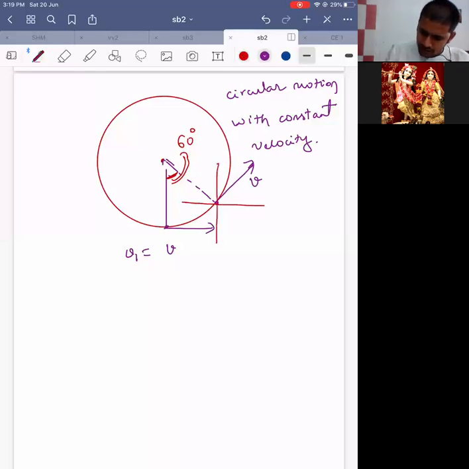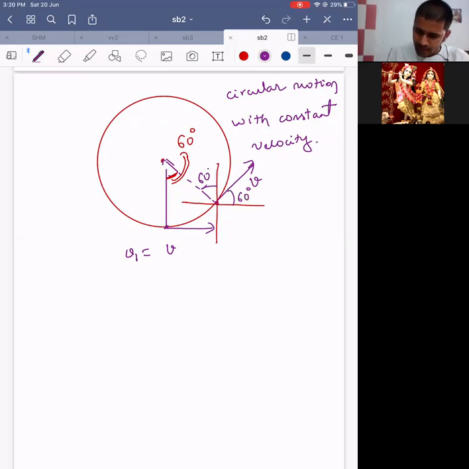Here it will be 30 degrees, here it will be 60 degrees, and here it will be 60 degrees. Have you all understood? Shall I explain again? Here it will be 60 degrees, and at the other end it will also be 60 degrees.